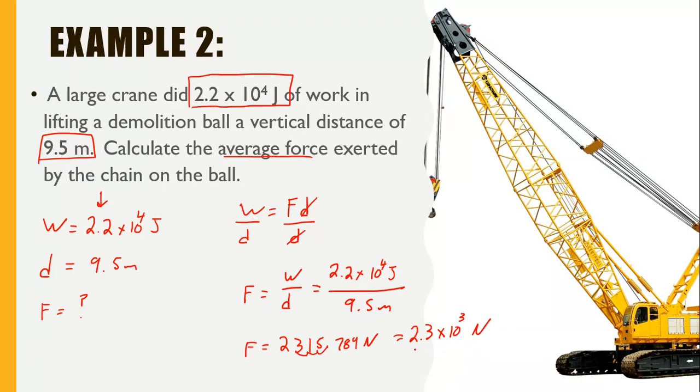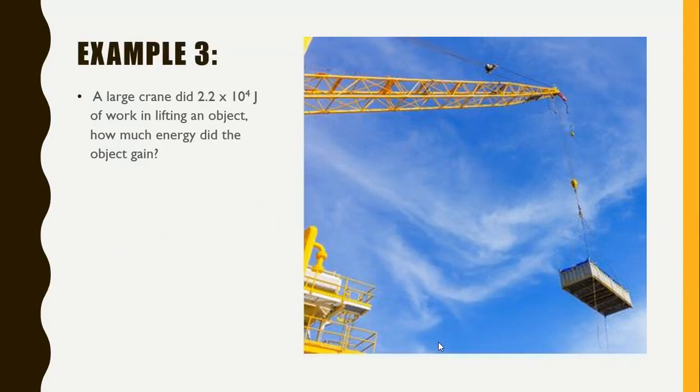Newtons. Okay, example number 3. A large crane did 2.2 times 10 to the 4th joules of work in lifting an object. How much energy did the object gain?